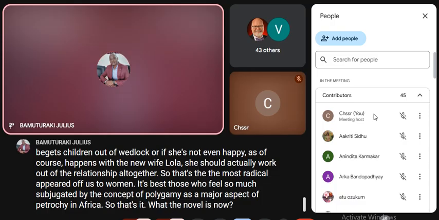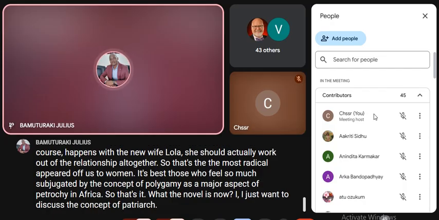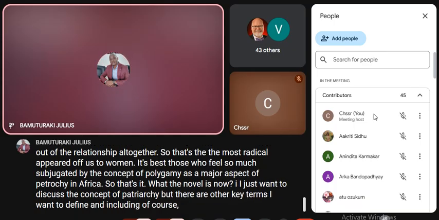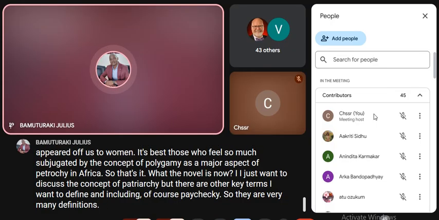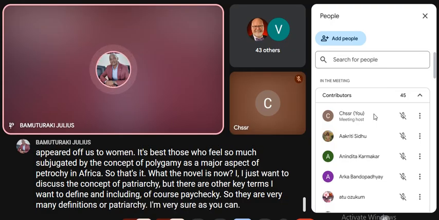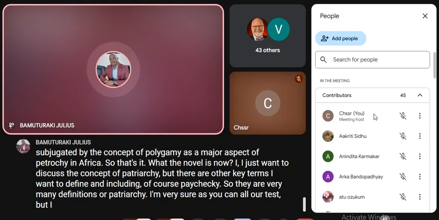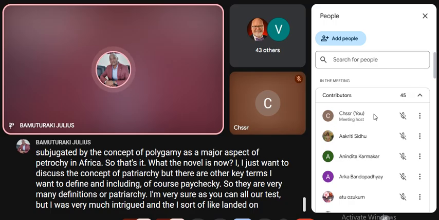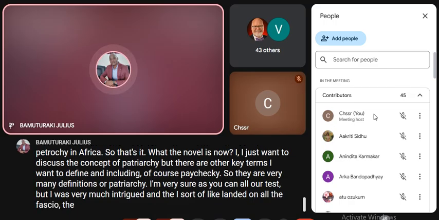Now, I just want to discuss the concept of patriarchy, but there are other key terms that we want to define, including, of course, patriarchy. So there are very many definitions of patriarchy, I'm very sure, as you can all attest, but I was very much intrigued, and I landed on Alda Fascio's definition.